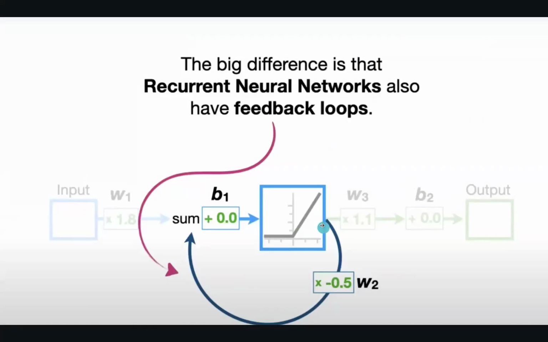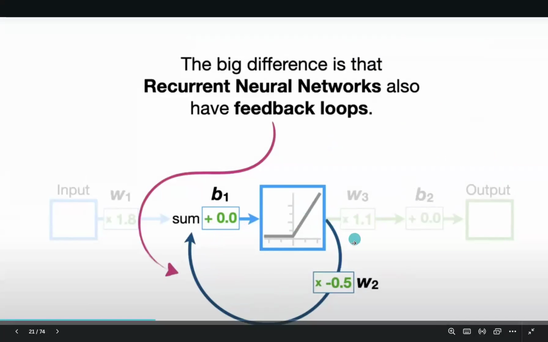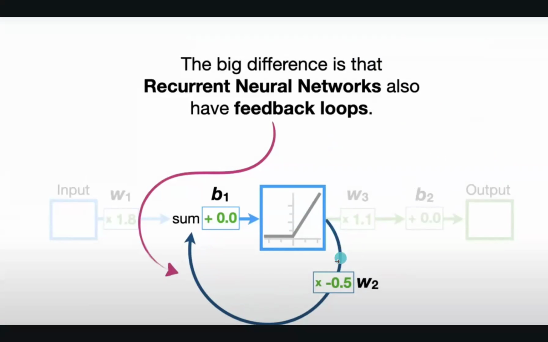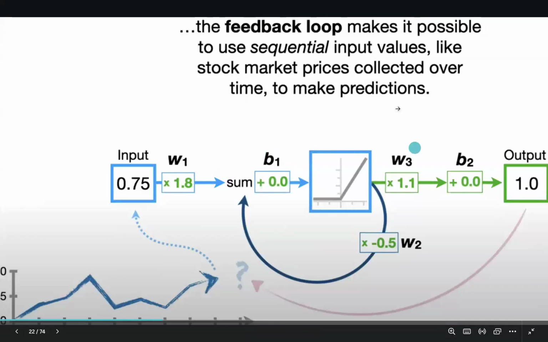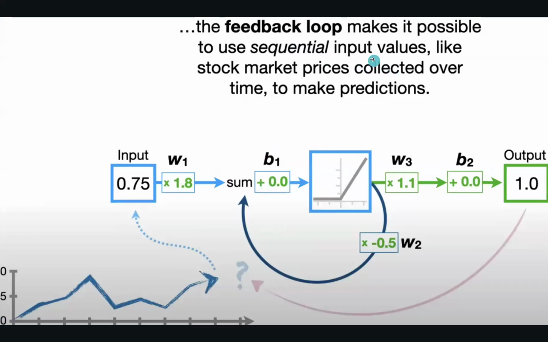The way RNNs do this is they have a feedback loop. And this is the major difference between neural networks and recurrent neural networks. Neural networks don't have this feedback loop. This feedback loop enables the RNNs to basically have sequential input values.